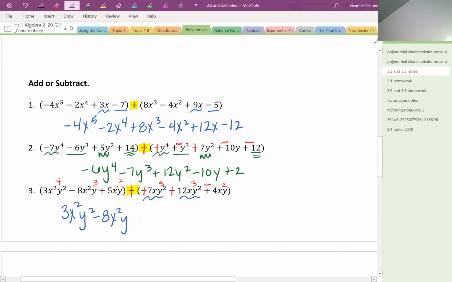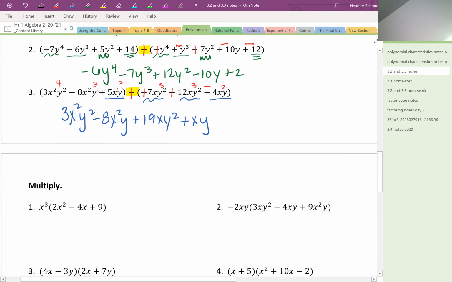So 7 and 12, we can add them together because it's xy squared, they're the same. So that's going to give me 19xy squared. And then finally, I've got 5xy and negative 4xy, which would be positive 1xy, or just xy. Okay, so all of these said to add or subtract.